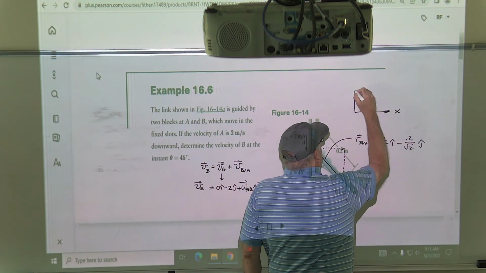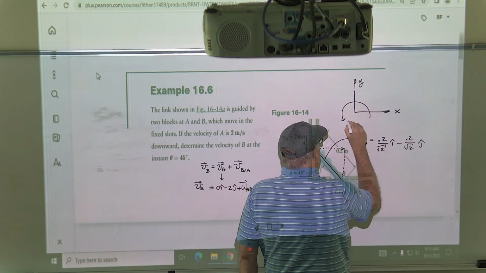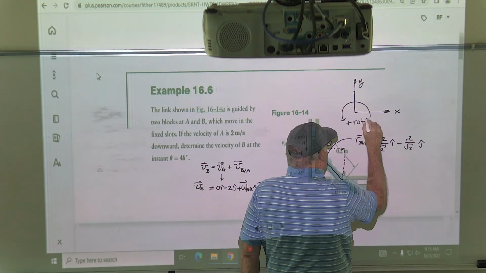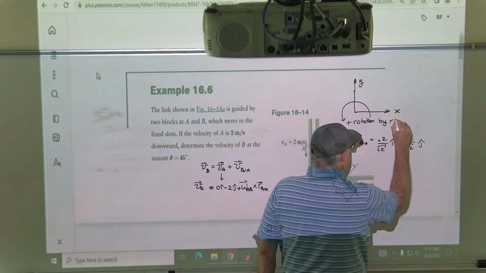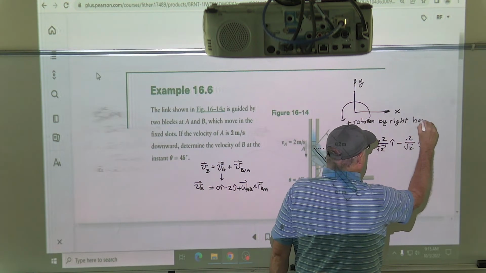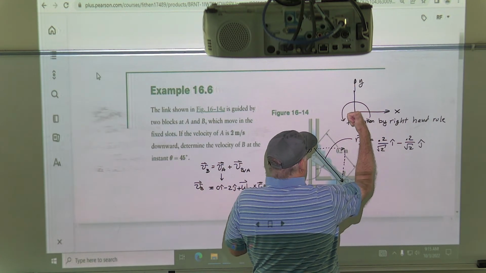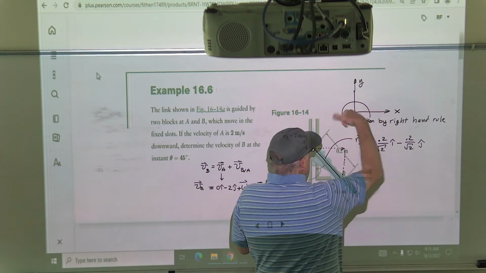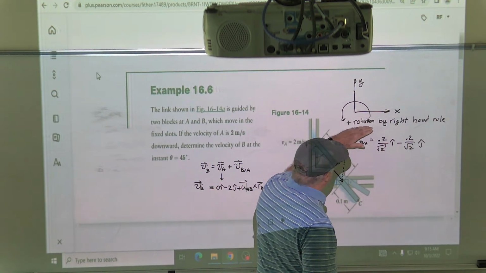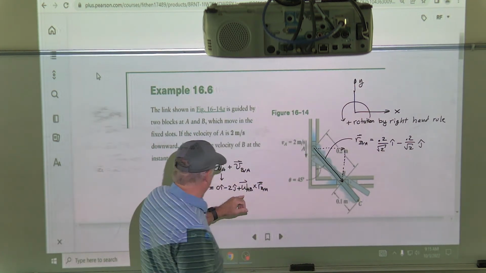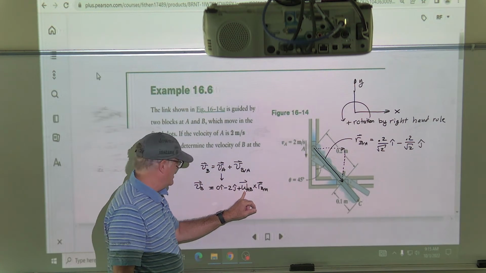So here's my X, here's my Y. It turns out this is a plus rotation by the right-hand rule. Meaning that if I take my X cross, it's coming in a Z. This rotation is positive. That rotation is negative. So this is a definition of the coordinate system. So if I don't know the rotation, I always represent it as being positive.